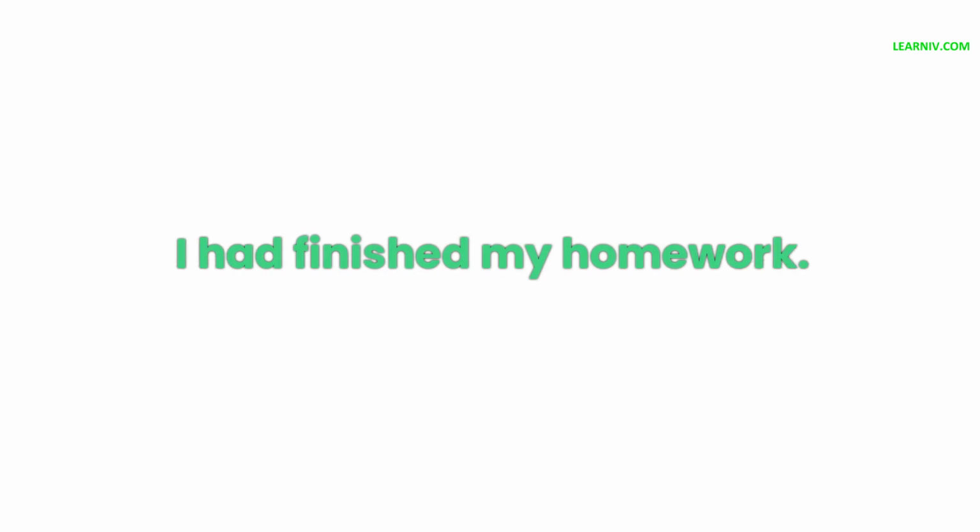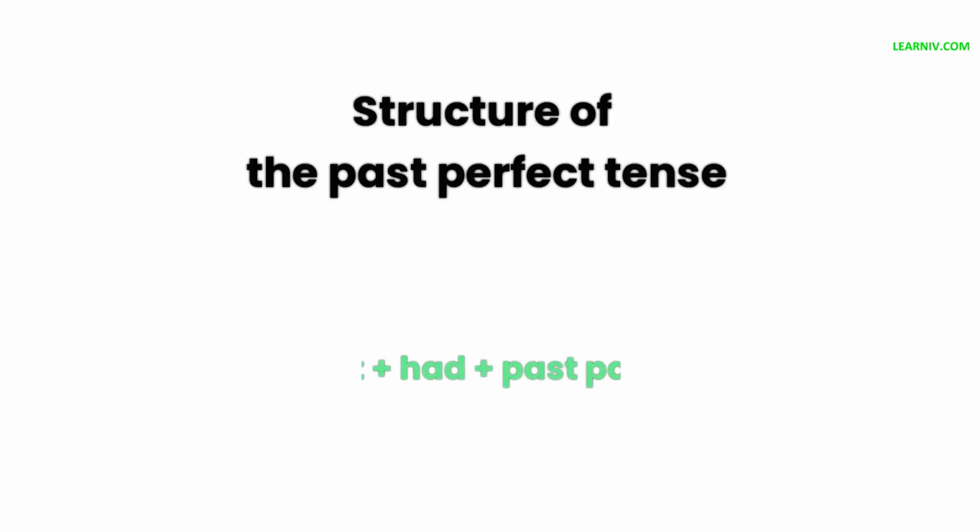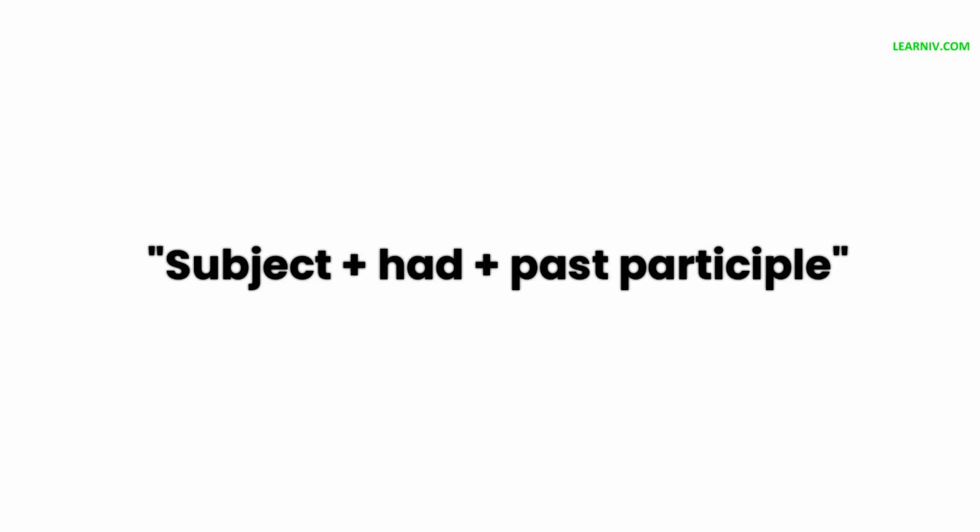In the sentence "I had finished my homework," past perfect tense is used because I had done my homework before another past event. Let's look at the structure of the past perfect tense. The structure of the past perfect tense is formed by the subject, followed by the auxiliary verb had, and then the main verb in the past participle form.